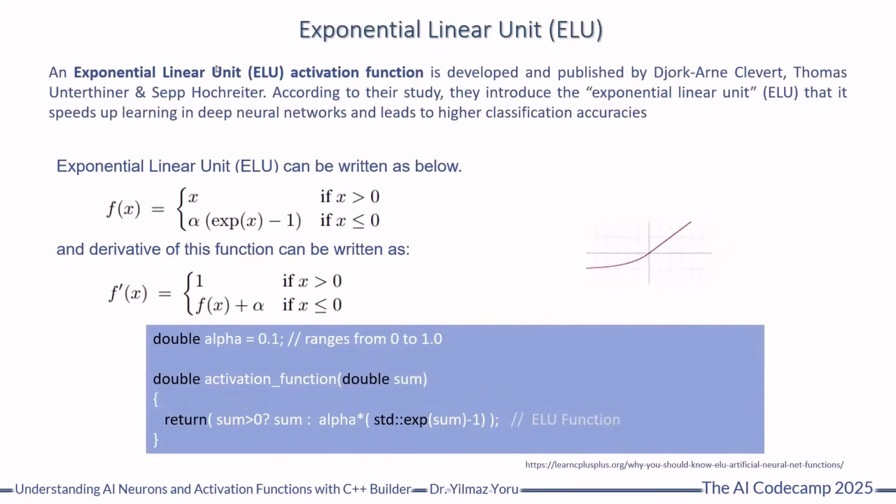It is an activation function developed by the authors that speeds up learning in deep neural networks and leads to higher classification accuracy. When the net input value sum is lower than 0, it has less effect as an output, and when it is over 0, it has much more effect, as you see in this graph. And here is a simple C++ example as below.